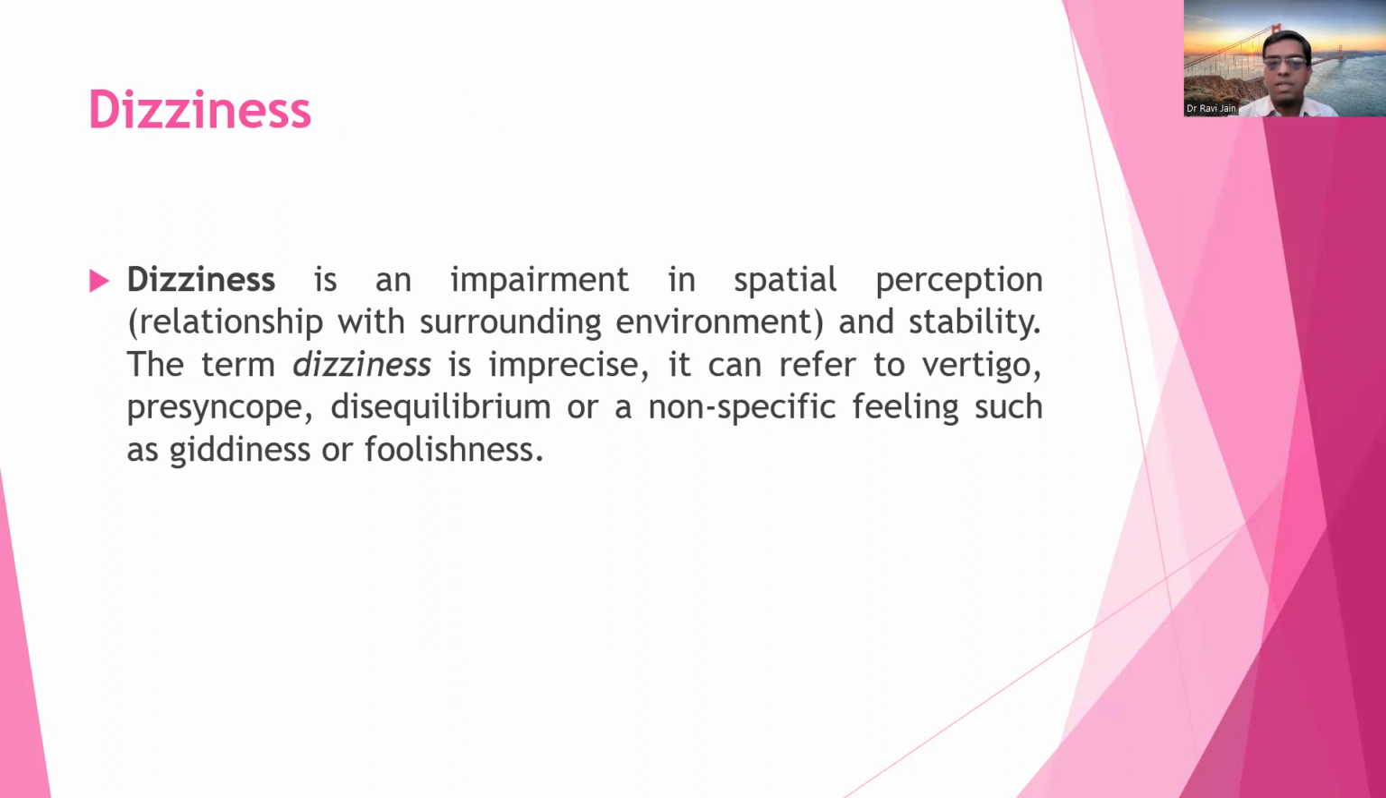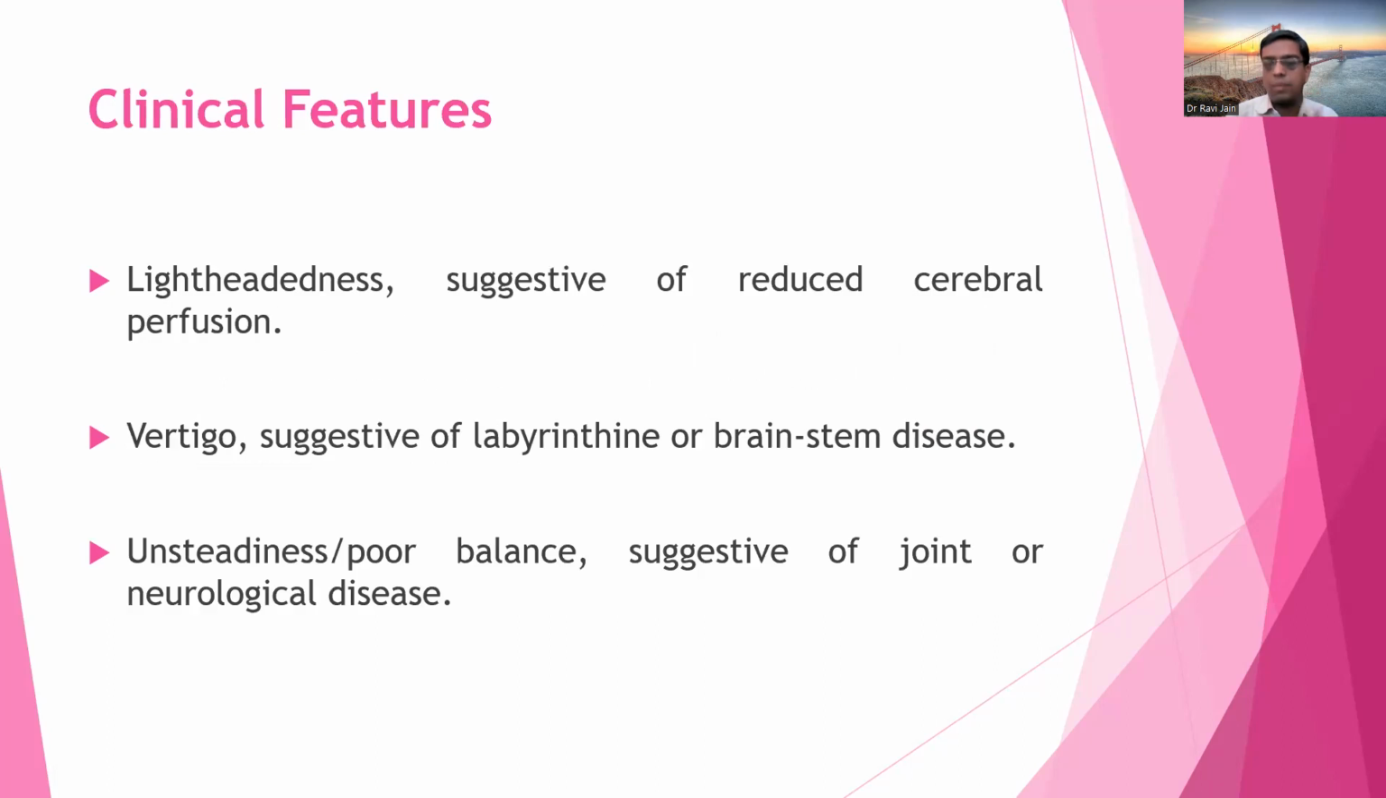The term dizziness is imprecise, and it can refer to vertigo, pre-syncope, disequilibrium, or a non-specific feeling such as giddiness or foolishness. So any impairment of the spatial perception, relationship with the environmental surrounding, and stability.